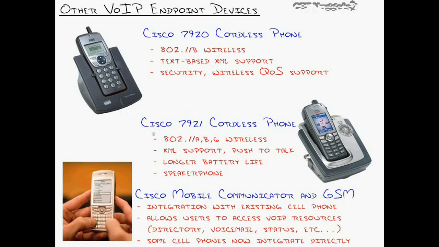This uses the wireless network to support voice over IP calls. The older phone supported text-based XML applications. The newer phone has a color display and gives you better XML support. Features like push-to-talk, you've seen those walkie-talkie type phones that are out there. Longer battery life, and a speakerphone.